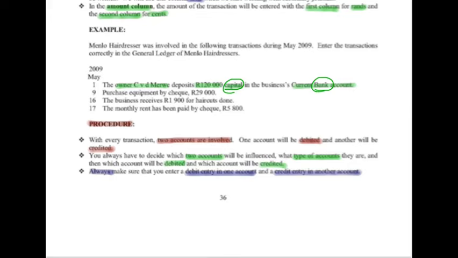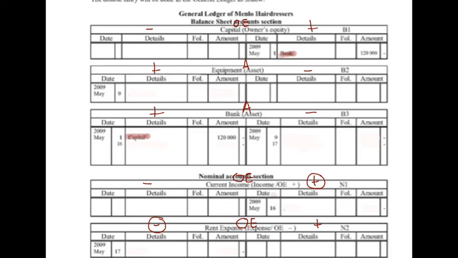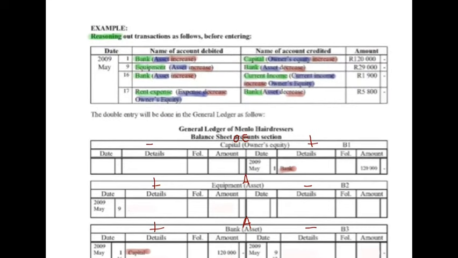Our next transaction on the 9th, we purchased equipment by check, 29,000 Rand. So I need to identify my 2 accounts. Easy, I bought equipment, I paid by check, so my check indicates that bank was used. So my 2 accounts would be equipment and bank. For equipment and bank, I will now analyze what's happening here.